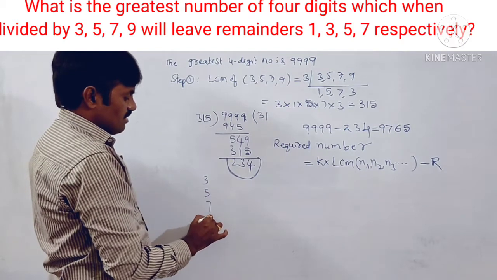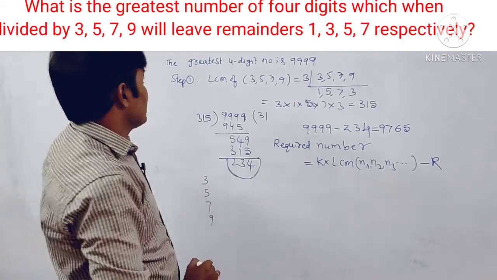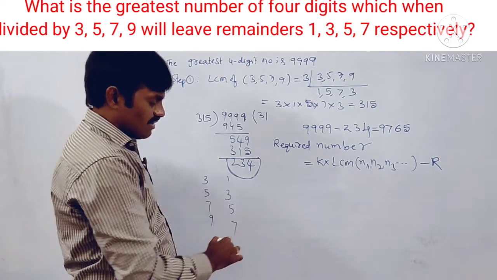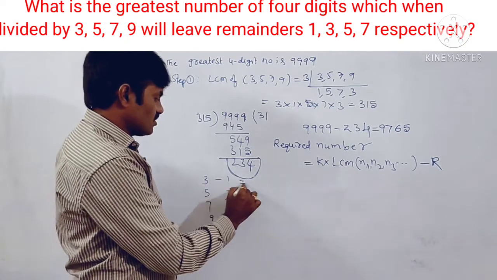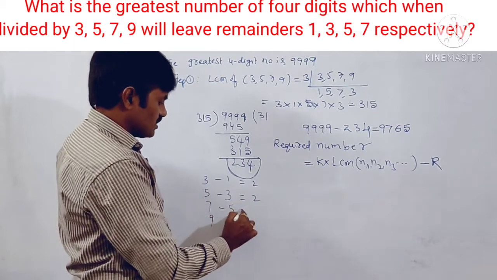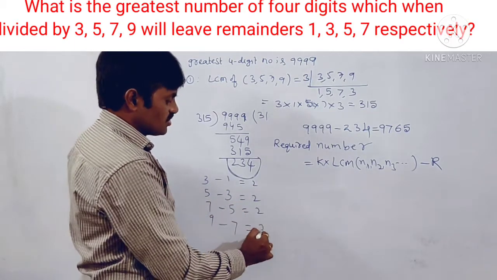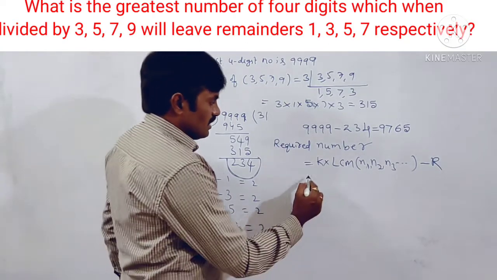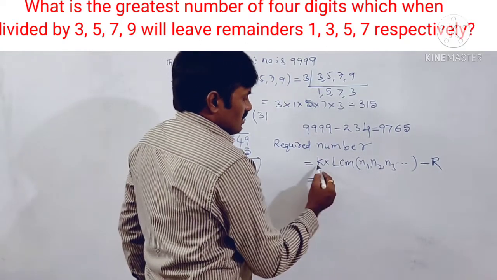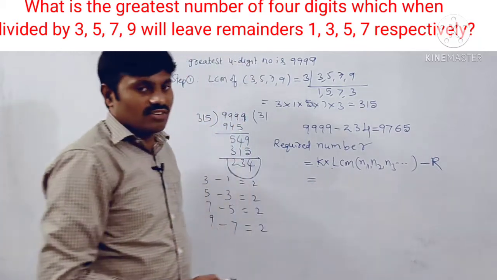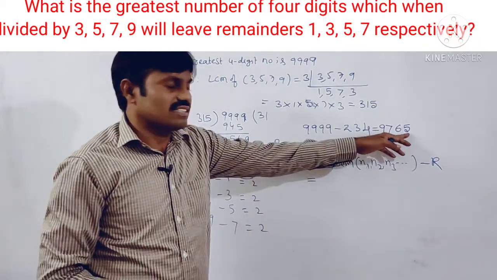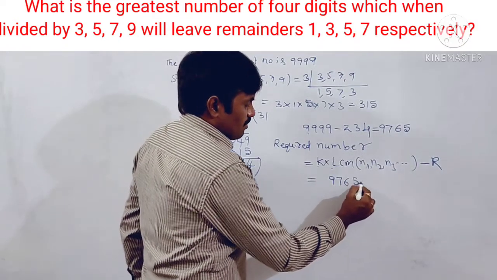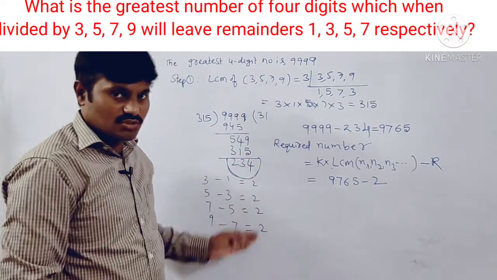The divisors are 3, 5, 7, 9. In each case, what are the remainders? 1, 3, 5, 7. And what is the difference? 3 minus 1, 2. 5 minus 3, 2. 7 minus 5, 2. 9 minus 7, 2. So the common difference is 2. Then what is our answer? K into LCM of N1, N2, N3, how much did we get? 9765, minus the common difference 2.